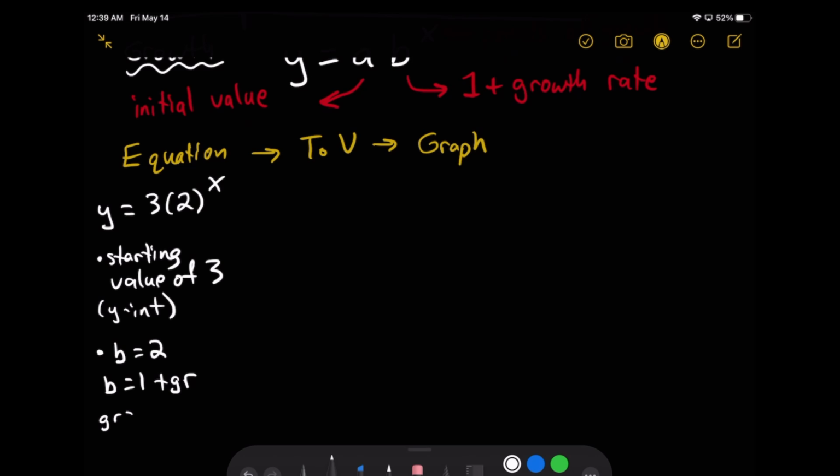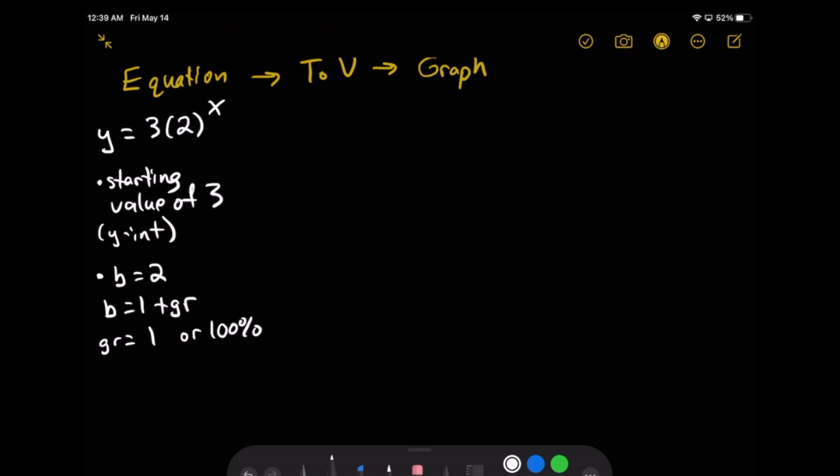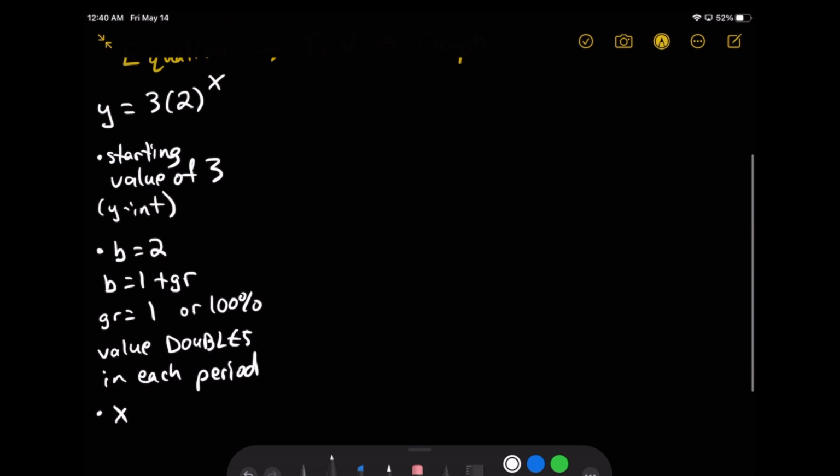So growth rate is equal to 1 or 100%. What that means is after each period of time has happened, my population has increased by an additional 100%, or it has doubled. So our growth rate is 100%, but basically we could say our value doubles in each period. And x is still a variable, but my x tells me how many doubling periods have occurred. Number of periods.